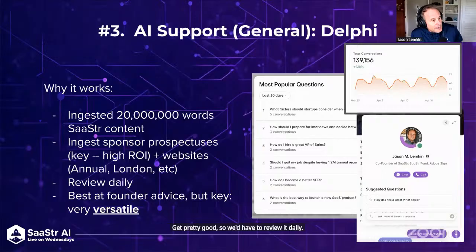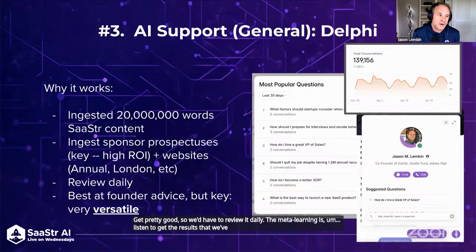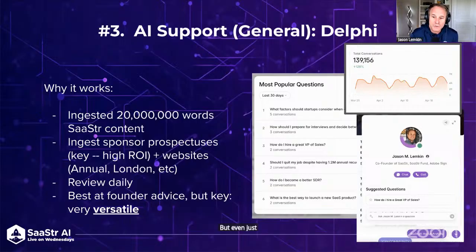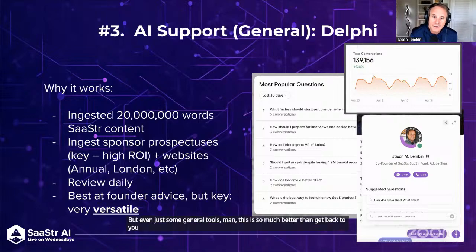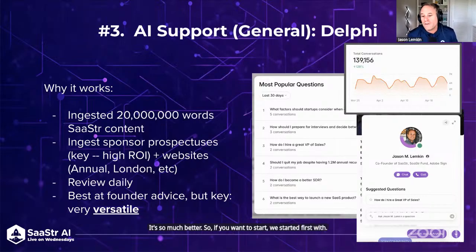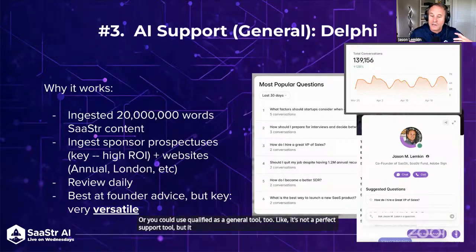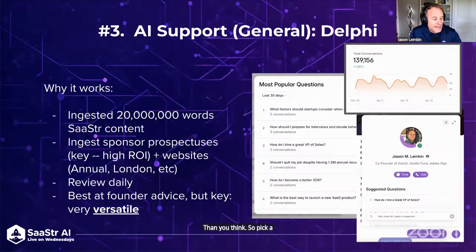The meta learning is, to get the results that we've seen from the SDR and the BDR, you have to put in a lot of effort, but even just some general tools, this is so much better than "get back to you in a day." It's so much better. So if you want to start, we started first with Delphi, or you could use Qualified as a general tool too. It's not a perfect support tool, but these tools all can do more than you think. So pick a platform and just keep investing in it.